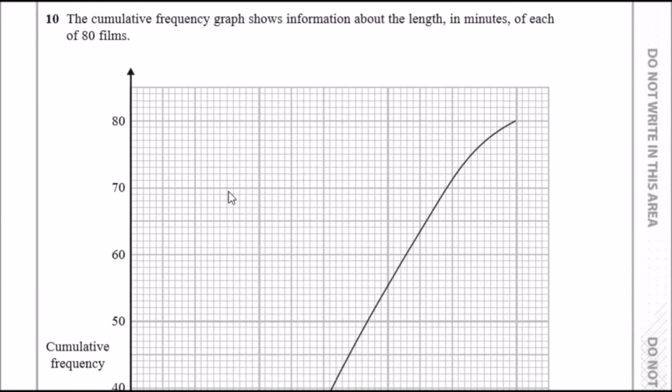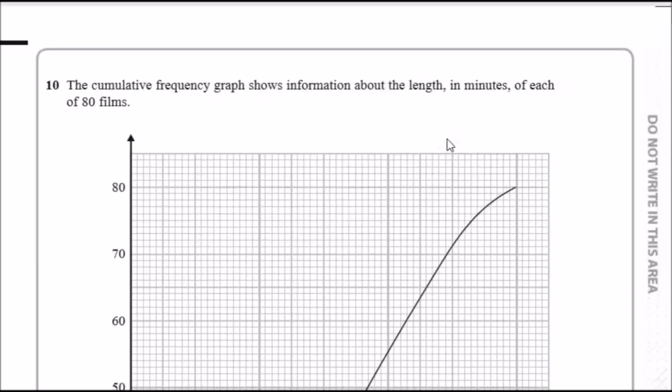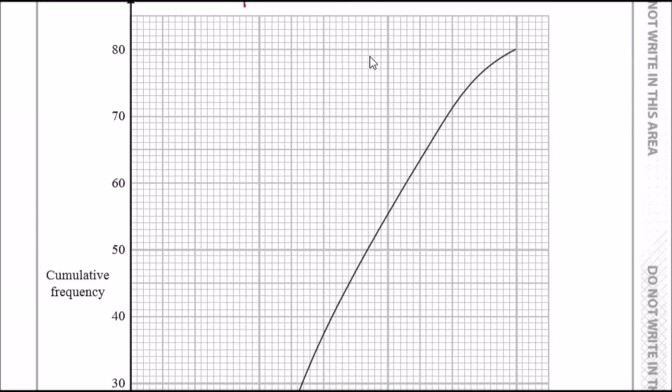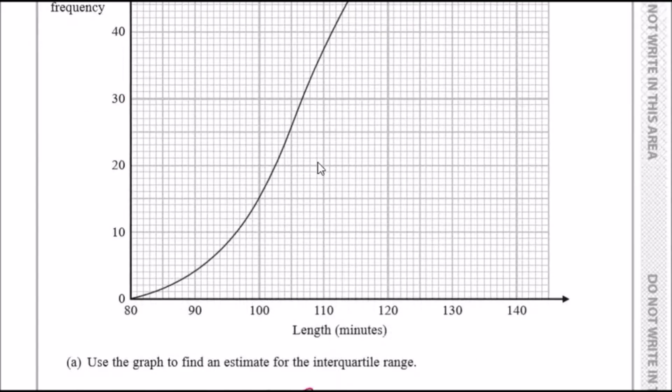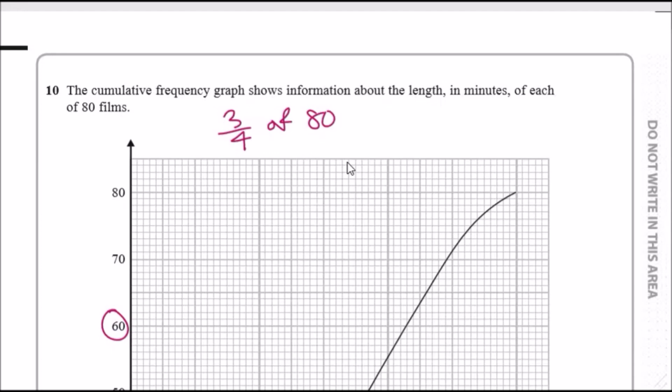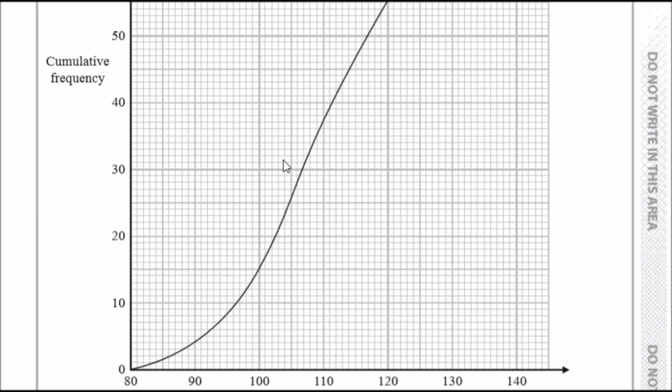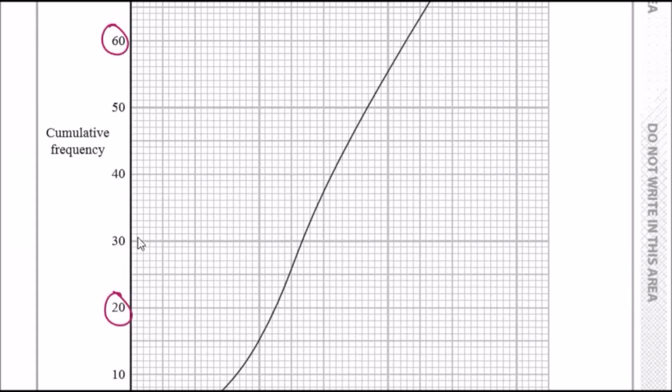Now if we look carefully, we know that there are 80 films. That means the upper quartile is going to be the third quartile. So in your calculator, we need to find the third quarter of 80. Literally write 3/4 times 80 and you should get 60. So we're looking at the 60th. And to find the lower quartile, we need to find 1/4, and 1/4 of 80 is 20.